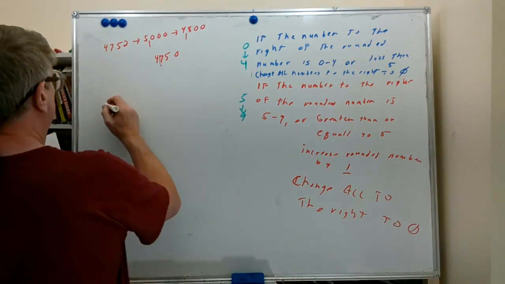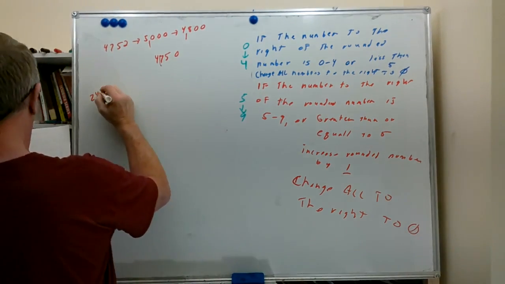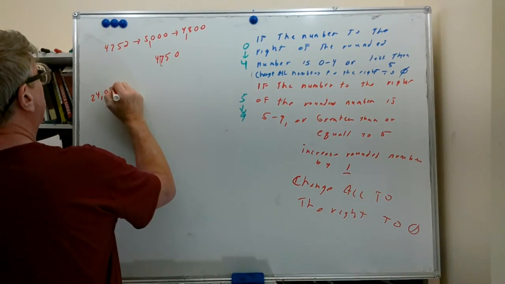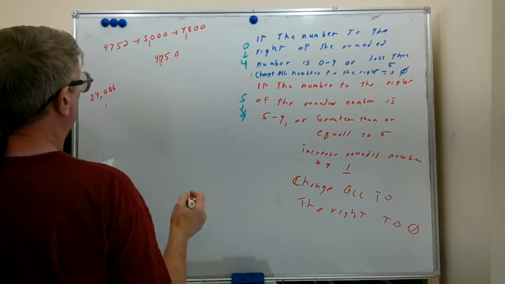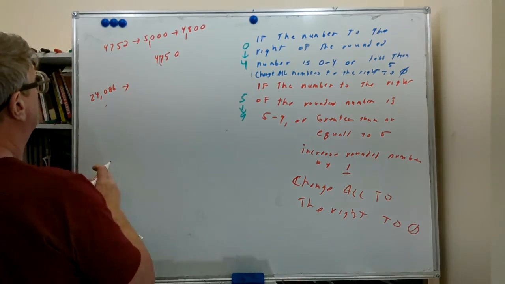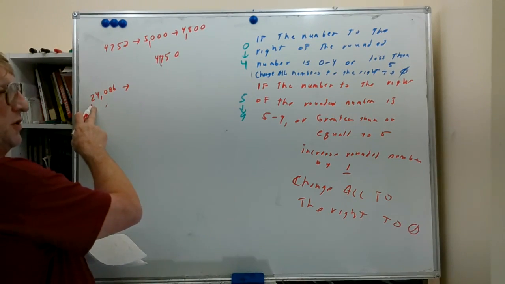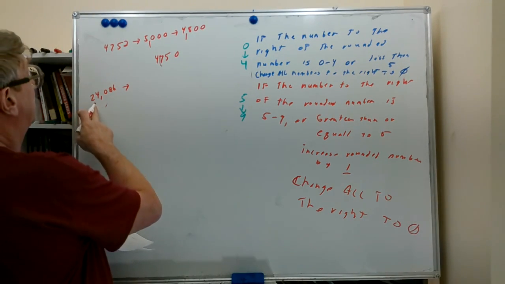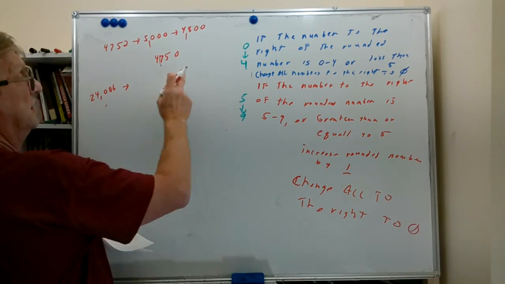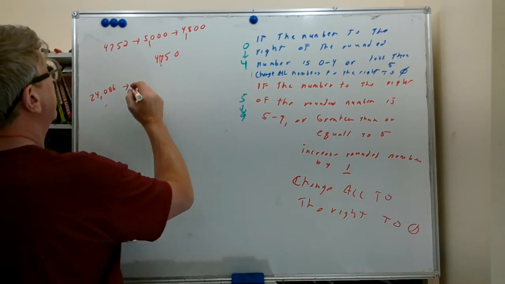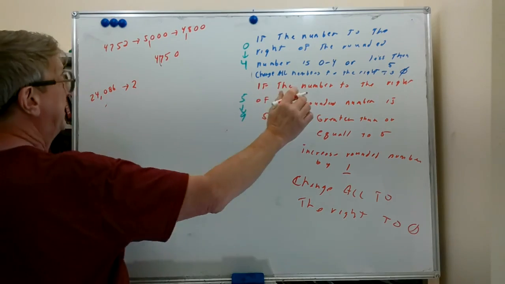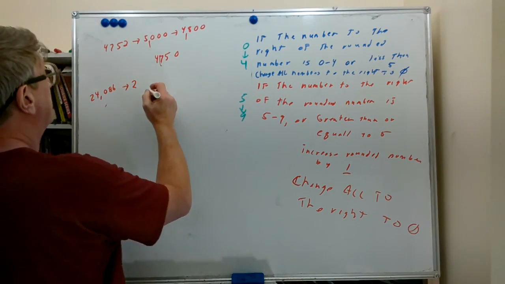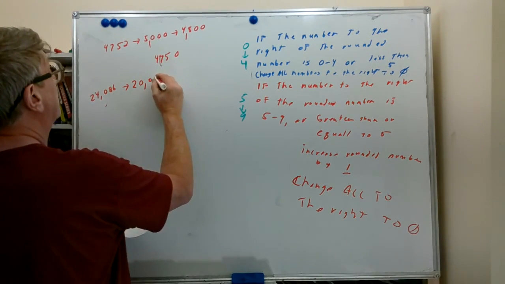Let's do one more here. 24,086. Round it to one significant figure. Well, there's the number we're going to round or not round. What's to the right of it? It's a 4. Falls into don't change anything. But now everything to the right of the rounded number is 0. So it's 2, 0, 0, 0.